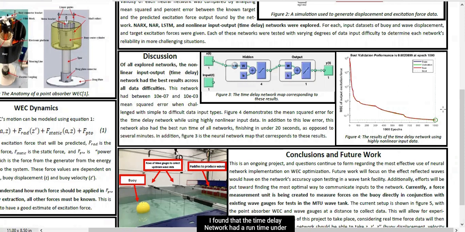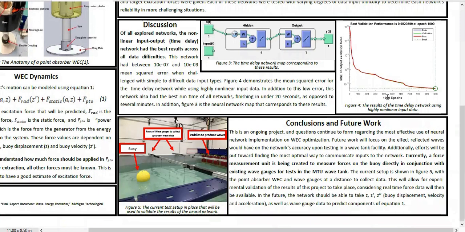Additionally, I found that the time delay network had a runtime under 20 seconds, which is much better than the NARCSnet and the LSTM, which had a runtime of a few hours. So in conclusion, the wave tank team is currently making a force measurement unit to measure forces directly on the buoy so that we can find this excitation force and really test the validity of the results of this network.